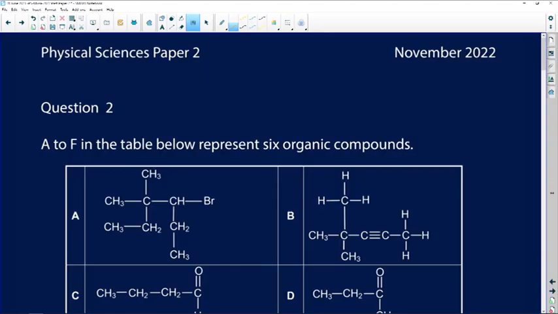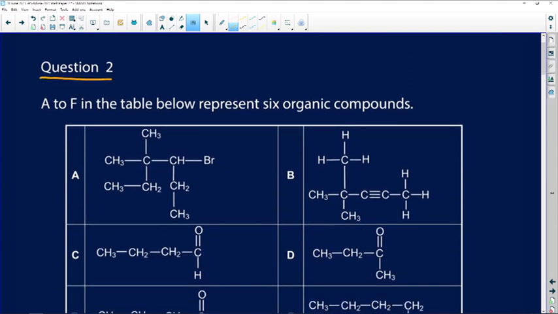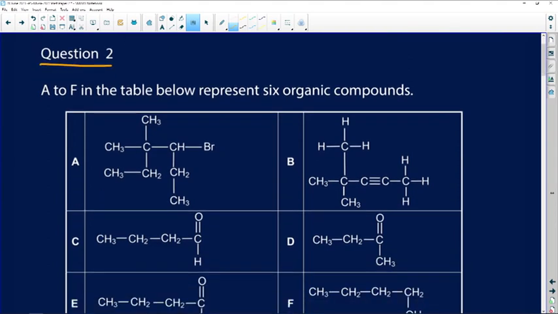Hey guys, let us look at question 2 from November 2022, Physical Science Paper 2. Without any waste of time, let us get straight to our question. So question 2, we are given a table here. It says A to F in the table, which is below, it represents what?